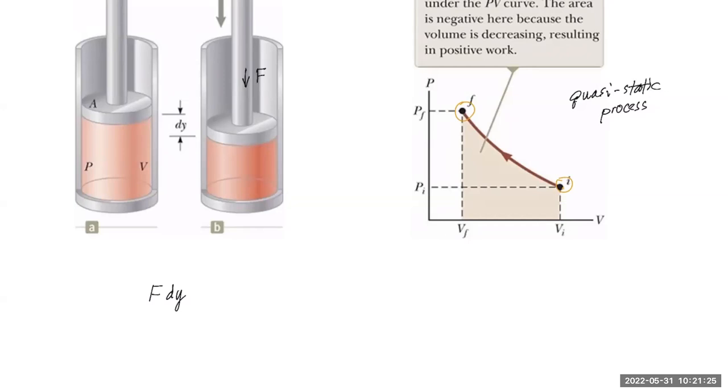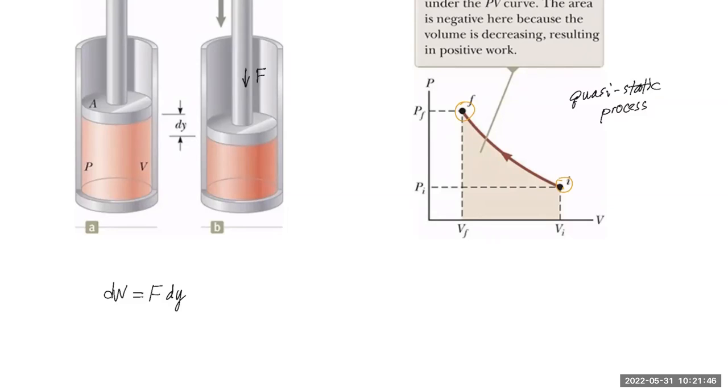Okay, that's the work done on the gas, dW. Now, the state of the gas is given by a pair of parameters P and V, but here I have F and dy, so I have to replace F by P and dy by dV. So how do I do that?